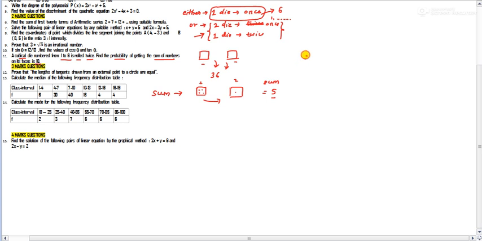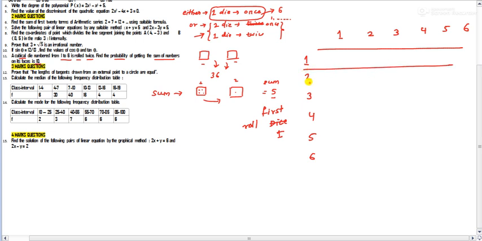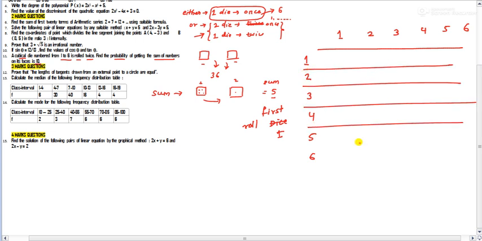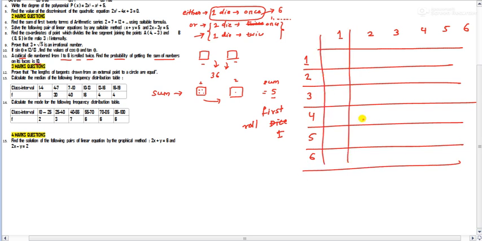How are you going to do that? Just write like this: 1, 2, 3, 4, 5, 6. This is dice number 1. So this is the first roll. There is only one dice, so this is just the first roll of the dice. And for the second die, let me write here: 1, 2, 3, 4, 5, 6. You have to make this table. Got it? This is very important whenever they have given a dice problem.